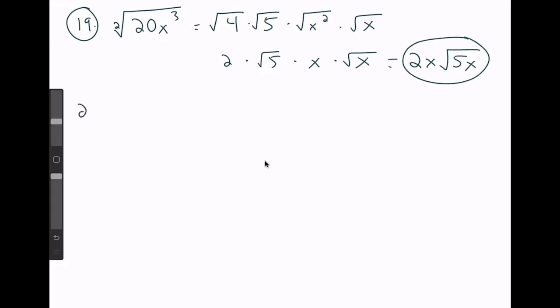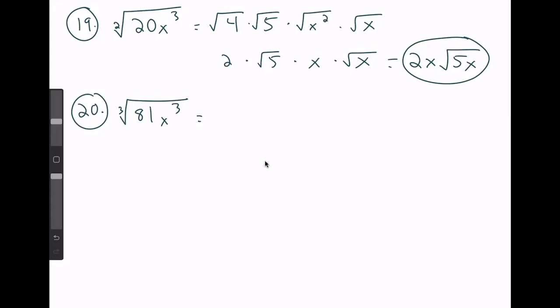Okay, we'll do this again. Number 20. Okay, I have the cube root of 81x to the third. Now I can find the cube root of 81.